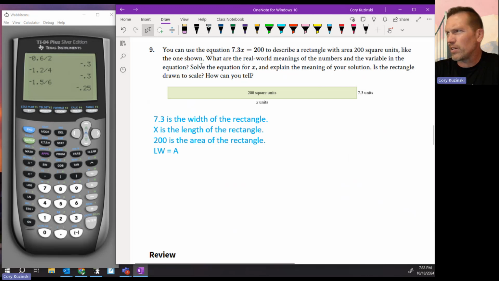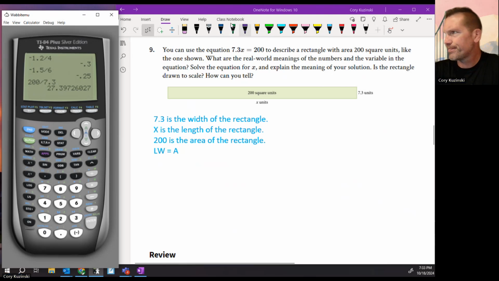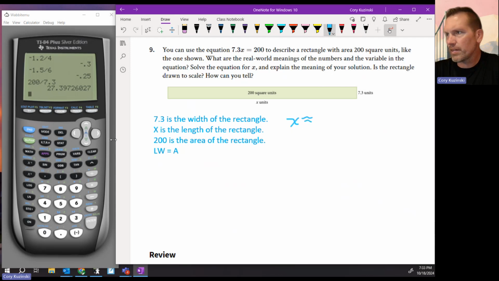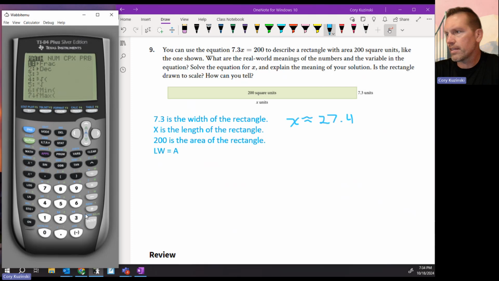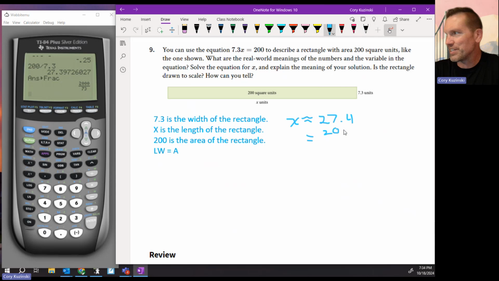All right, so all we got to do is divide both sides by 7.3. 200 divided by 7.3 gives us that x is about, how about this? Can I go math? It's about 27.4. Math, enter. It's exactly 2,000 over 73. Okay, is it drawn to scale? Absolutely not.